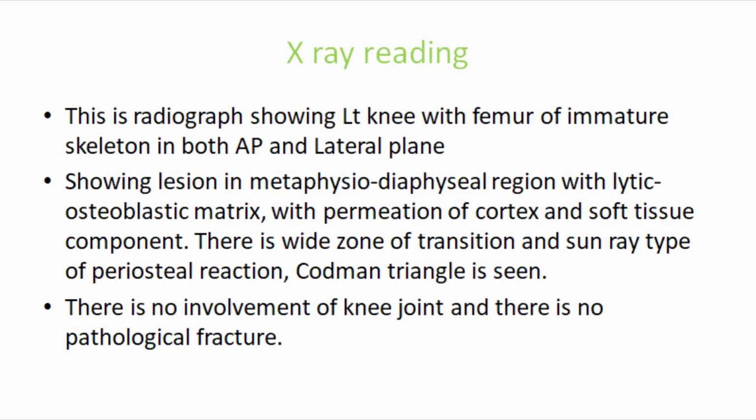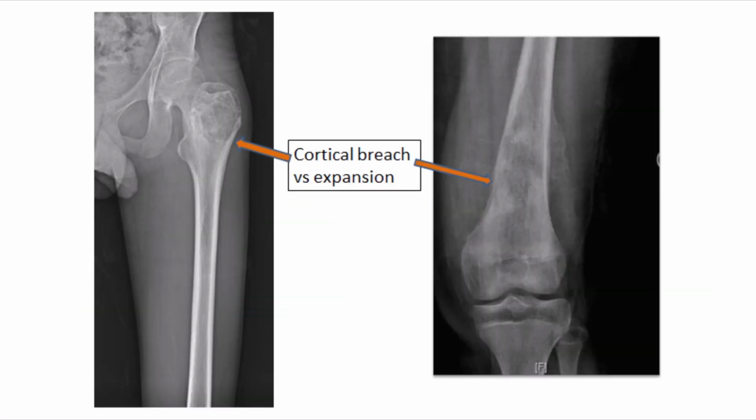Now we will see how some of these points can help us to differentiate between benign and malignant tumors. First, cortex. Malignant tumors will permeate the cortex, whereas benign bone tumors will either scallop the cortex or expand the cortex. Second, soft tissue component. Most of the benign bone tumors, except giant cell tumor of bone, do not produce a soft tissue component, whereas most of the malignant tumors will produce some soft tissue component.